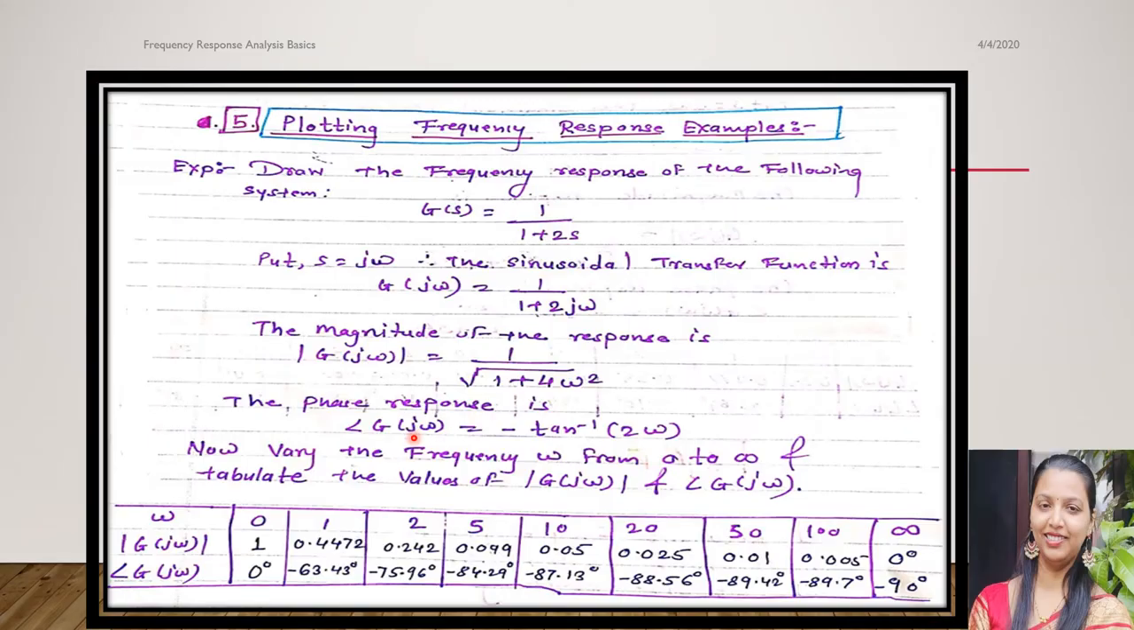So now vary the frequency omega from 0 to infinity and tabulate the values of magnitude G(j omega) and angle G(j omega). So this is the table we have to make. We have to vary the frequency omega from 0 to infinity.